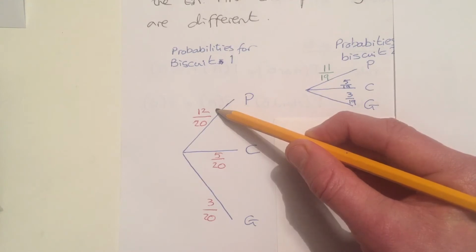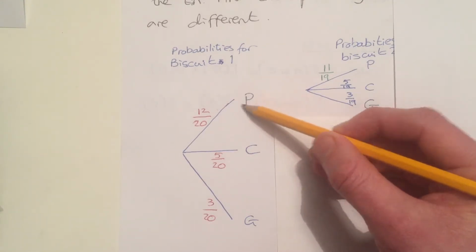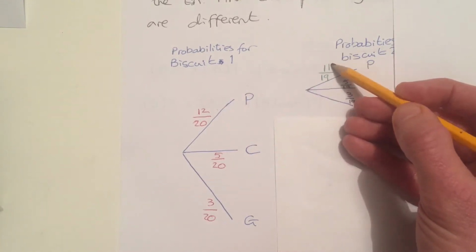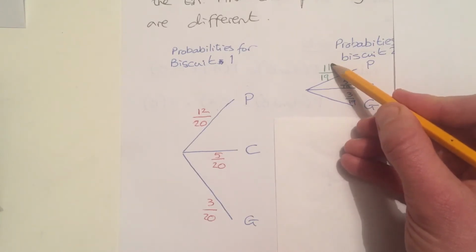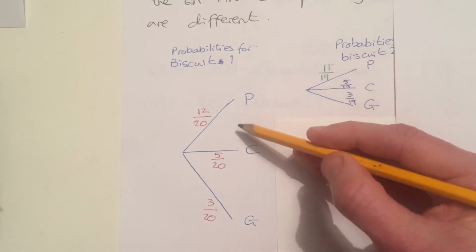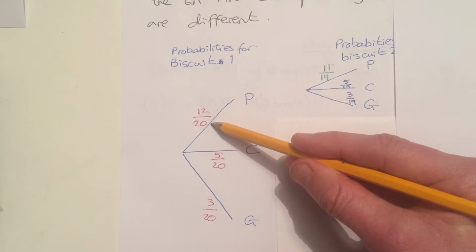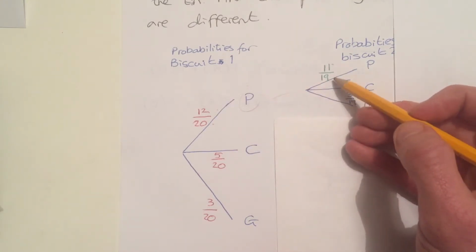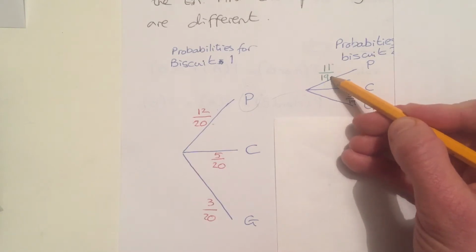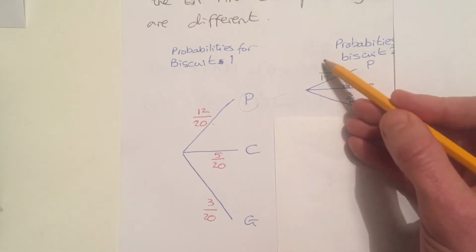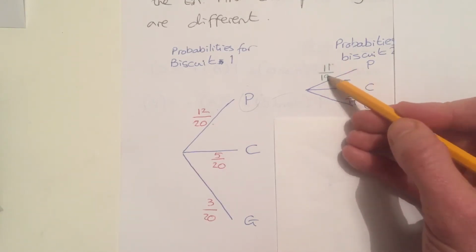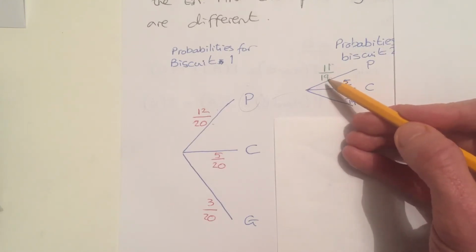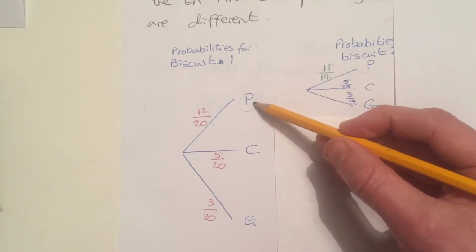And if they took one plain biscuit out, then there's only going to be 11 plain biscuits left now. And we can see that there were 20 biscuits to begin with. And if we took one plain biscuit out, then there's only going to be 19 biscuits left. So there's 11 plain biscuits left now out of 19 biscuits in total, because we took one plain one out.